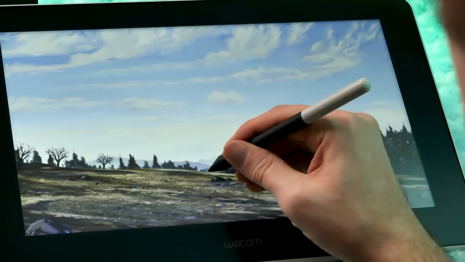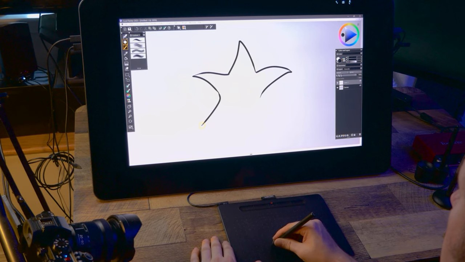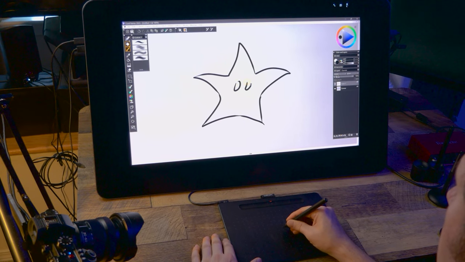Another consideration is whether the tablet has a built-in display. Display tablets are much easier to draw on compared to the other kind, which require you to look at a display that is separate from where you're drawing. That alone accounts for a lot of the frustration you will encounter while trying digital art.